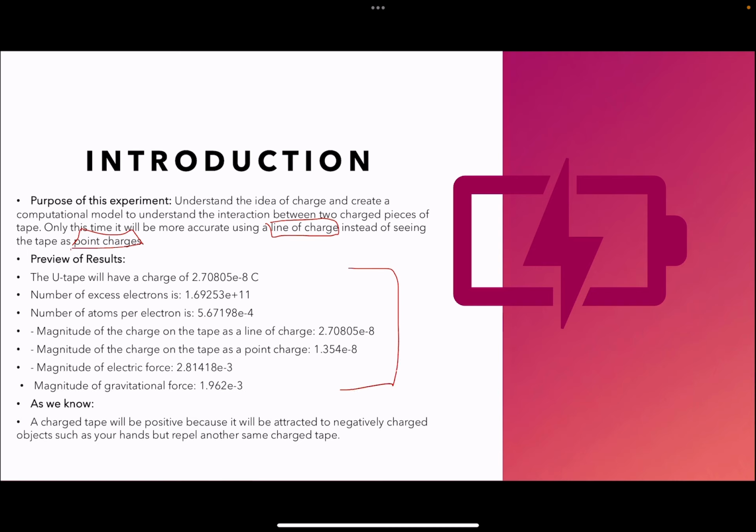This is a preview of my results. We will discuss that a little bit later. And as we know, the tape will be positive because it's going to attract other negatively charged things, such as hands, but repel other charged tapes.